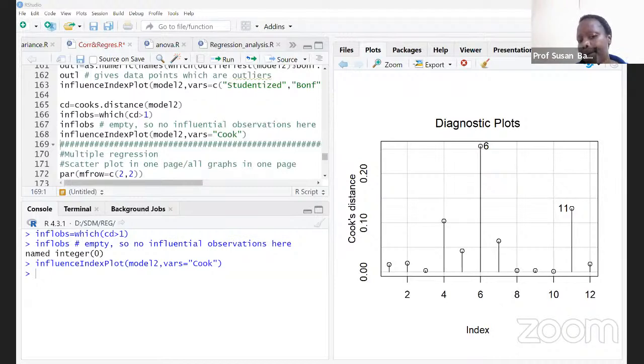Okay. So you can see value 6 and 11. They are not influential. If you get 4 over 12, what do we get? If we get 4 over 12, it is 0.33. So look on the graph. Are there values greater than 0.33? No. So 6 and 11 are not influential observations.